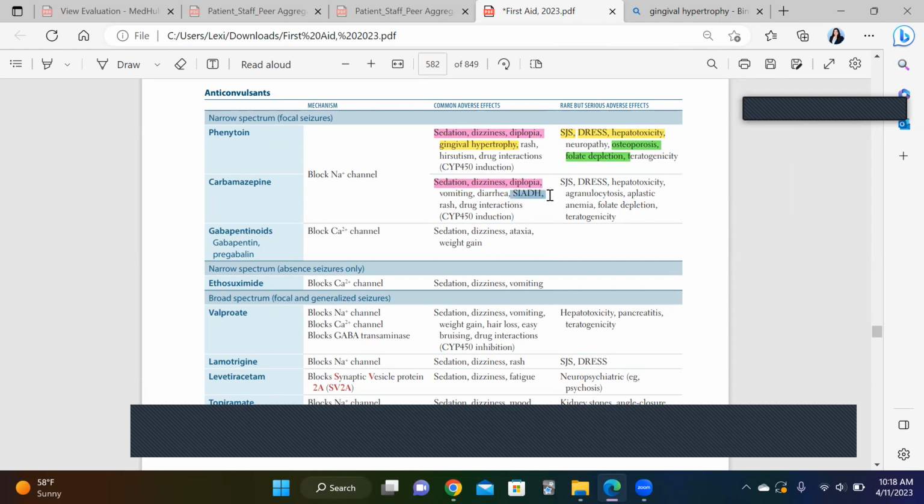Okay. SIADH. That's something that only certain drugs cause. So that's something I want to pay attention to. There are some SSRIs that cause it. I mean, honestly, there are a lot of different drugs that cause it. But I want to know that this one can cause that. So what would I be worried about if I saw a patient who had a drug that causes SIADH? What in the question stem would make me worried that they have SIADH?